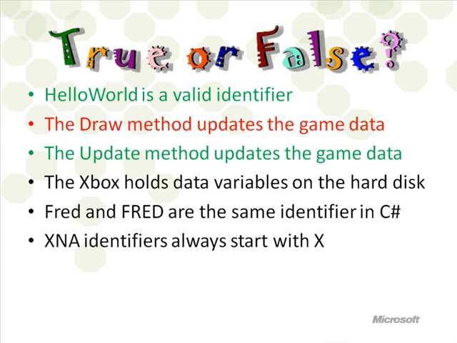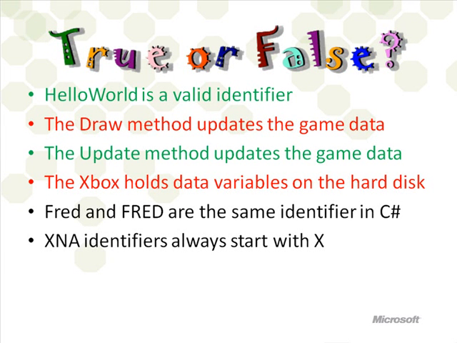There you go. It's green. The Xbox holds data variables on the hard disk. No. Everything is held in memory. Okay, the hard disk might be used to store stuff in different parts of the program, but as far as we're concerned, data variables live inside the program. The hard disk might store the program, but that's kind of like a stupid question, so it'll turn red.